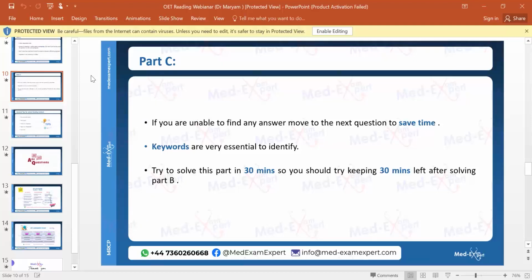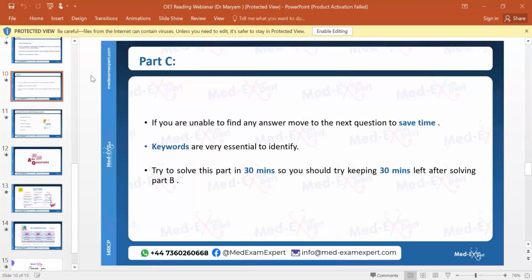So part B, as I have told you, has 6 questions. You should try solving these questions in 15 minutes or 20 minutes, maximum 20 minutes. And the rest of the time, which is around 25 to 30 minutes, should be fixed for part C, as part C is the most difficult one. I know it, and it is the most lengthy. So you should try keeping maximum time for part C. It will ease your burden.